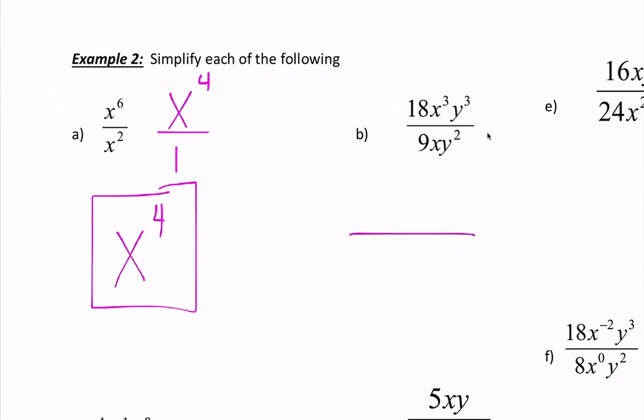Okay, so I like to start with my constants first. So I have 18 divided by 9. 18 divided by 9 does simplify to a positive 2. Whole numbers go on top.